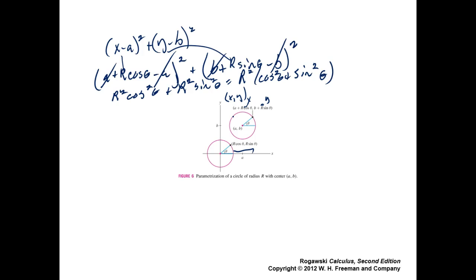Then, since x is an even function, x of minus t is the same as x of t. But y is an odd function, so y of minus t is minus y of t. So in this case, c of minus t is a reflection of c of t across the y-axis. Okay, I don't know if you caught that.